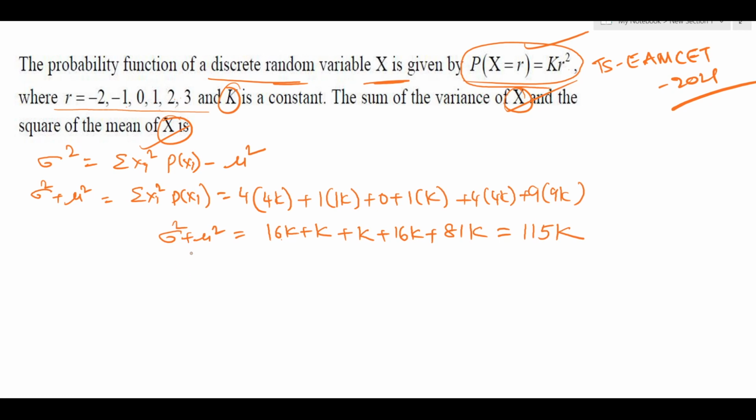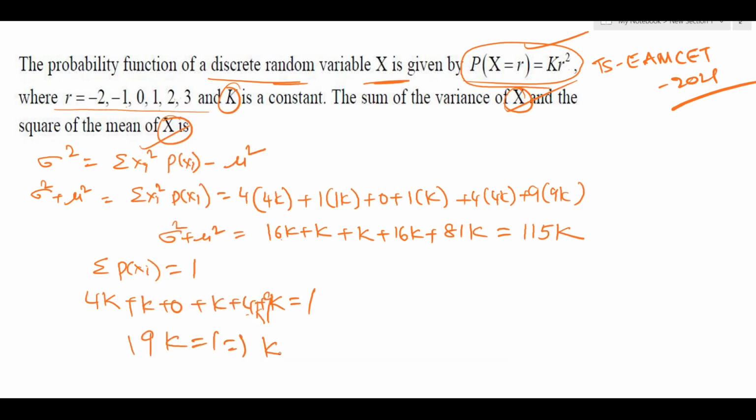We know that total probability, that is sigma P of xi, is equal to 1. Substituting the values, that is 4k plus k plus 0 plus k plus 4k plus 9k is equal to 1. So this is 19k is equal to 1. From this, k is equal to 1 by 19.